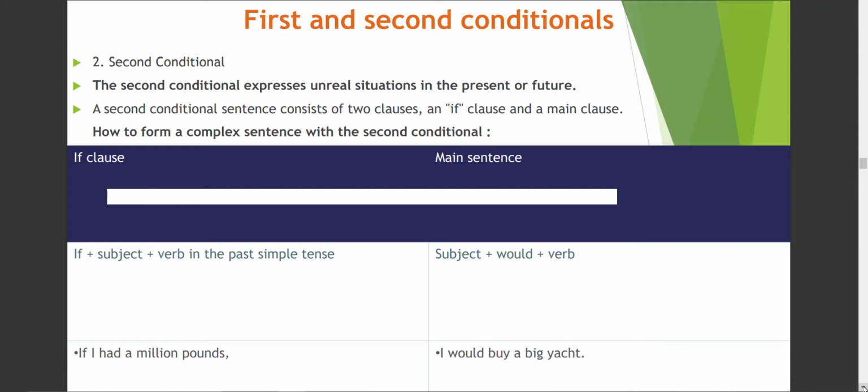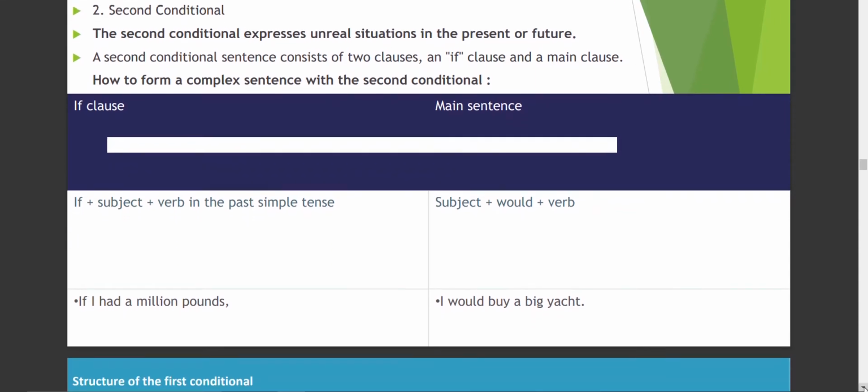How to form a complex sentence with a second conditional. كيف تصير جمل معقدة مع العبارة الشرطية الثانية. If clause, main clause. If clause: if plus subject plus verb in the past simple tense. في زمن الماضي, right? And then the main clause: the subject plus would plus verb. If I had £1,000,000, I would buy a big yacht, right?